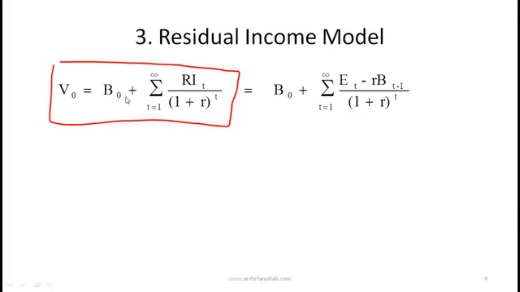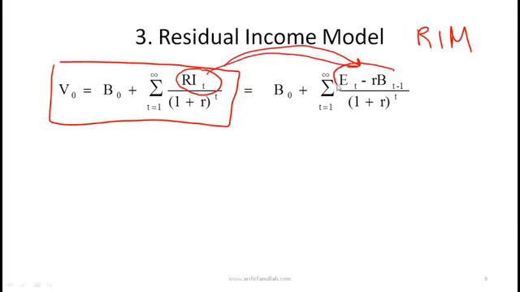So what this residual income model is saying, and sometimes this is also called RIM, is that the value is equal to initial book value plus the present value of all the residual incomes in the future. Now, do you see the equivalence between this and this? All that's happening here is, instead of residual income, we are replacing it with the definition of residual income that we just studied.